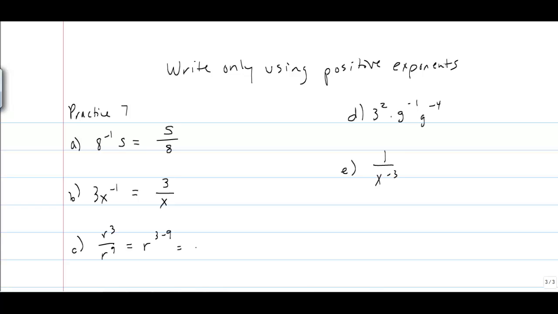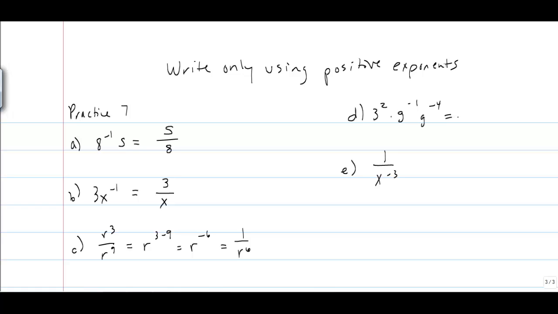This question just uses the quotient rule, but then we notice that the question states only to use positive exponents. So that means we cannot leave it as r to the negative 6. We have to write our final answer as 1 over r to the 6th.